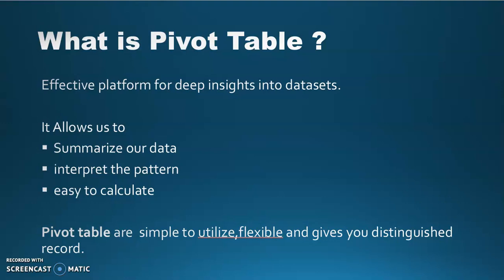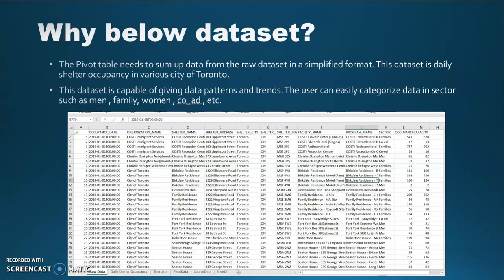A pivot table is an effective platform that gives us deep insight into the dataset. For example, if we have data with 100 or 200 rows and we want to calculate some information based on a parameter, doing it with a normal table takes a lot of time. But with the help of a pivot table, we can easily summarize and analyze our data within 3 to 4 minutes. So pivot tables are really simple to use and more flexible than a normal table.